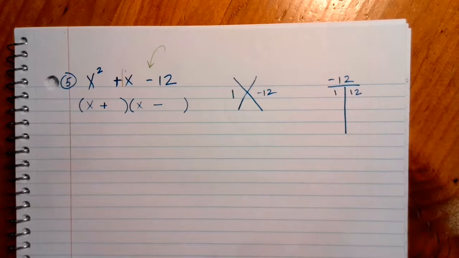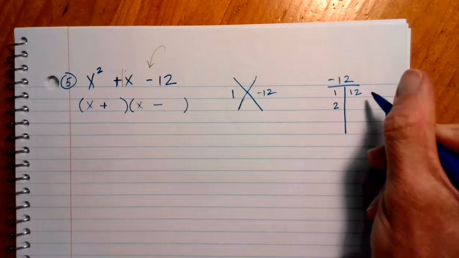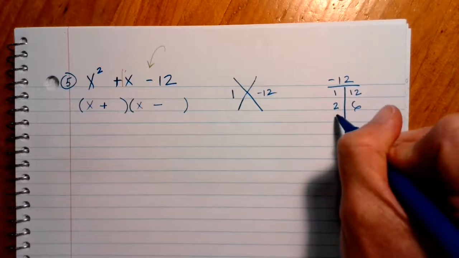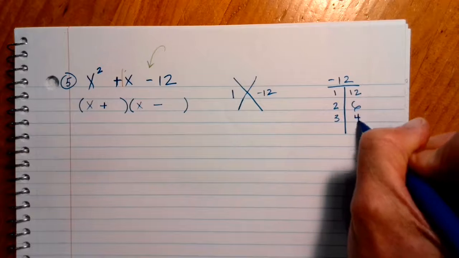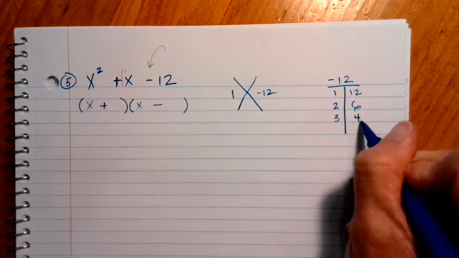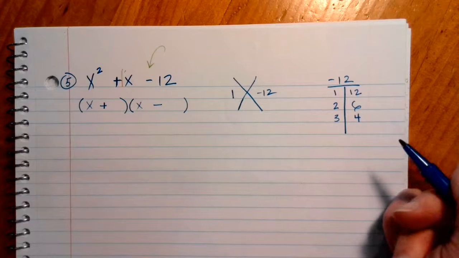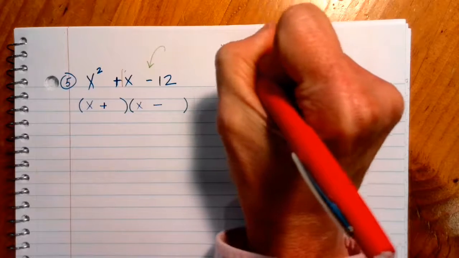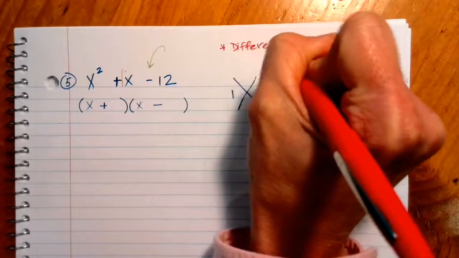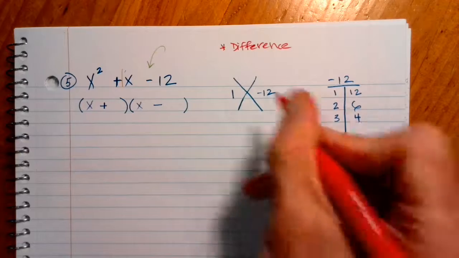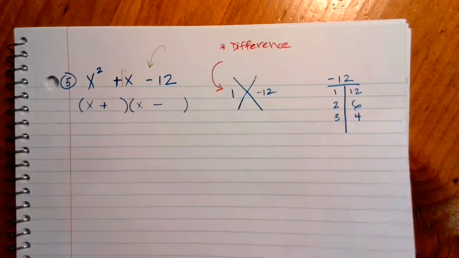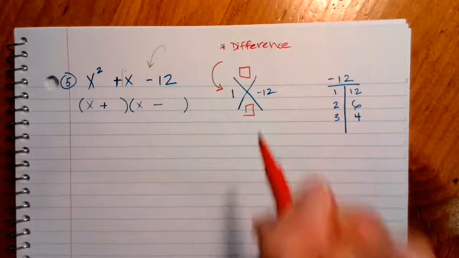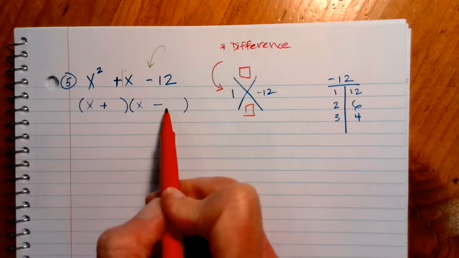12, 1 and 12, 2 and 6, 3 and 4. And then because this wraps around, my next number is 4. I can stop right there. I have them all there. Now, here's what I want you to think about, and it's important for you to understand. Instead of looking for the sum, we're going to be looking for the difference between our numbers, because this has to be the difference between these two numbers. One of them is positive and one of them is going to be negative.